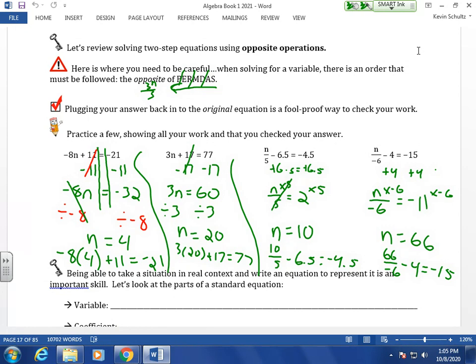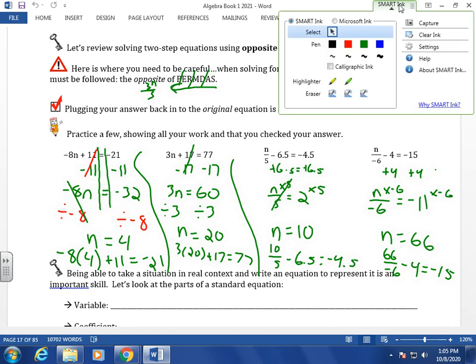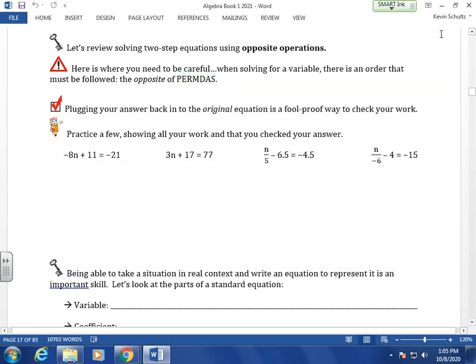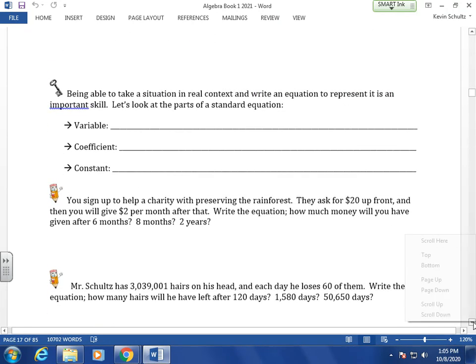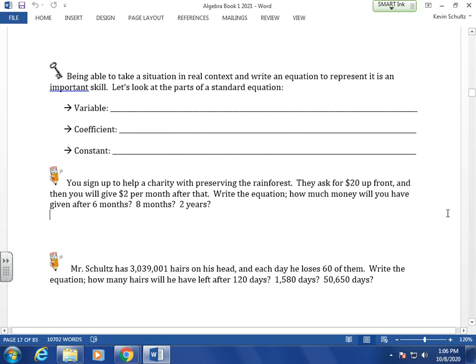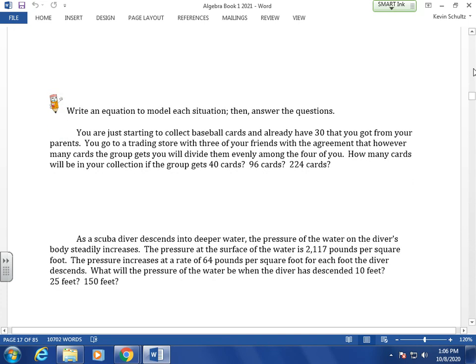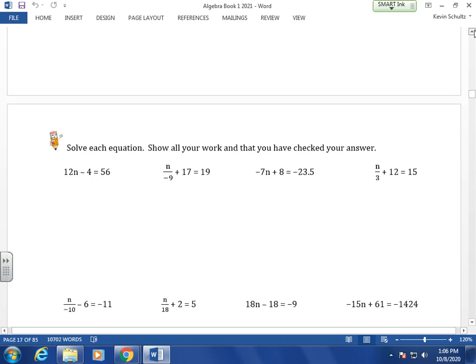All right. Any questions on that? Okay. One part of the pretest that did not go so well was the naming or identifying the parts of an equation. The variable, the constant, and the coefficient.